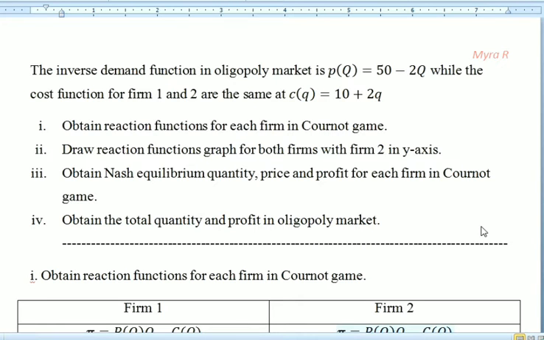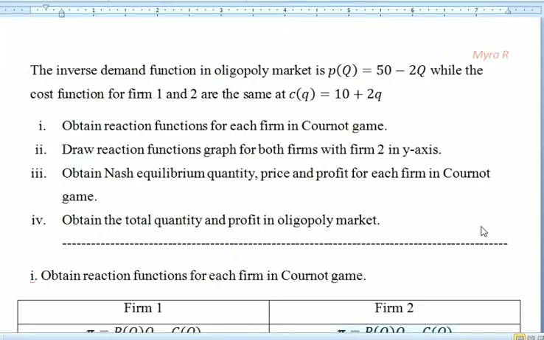Going to obtain the reaction function for each firm in the Cournot game. For your information, this tutorial is an extension of my previous lecture about the cartel profit maximization problem. The calculation of cartel and Cournot game is just a bit different, but the concept is similar in terms of how we find the quantity, price and the profit. So what is the difference between the cartel and Cournot game?